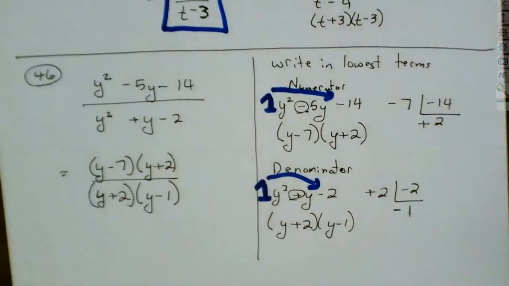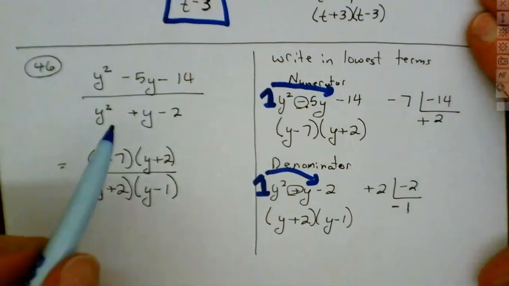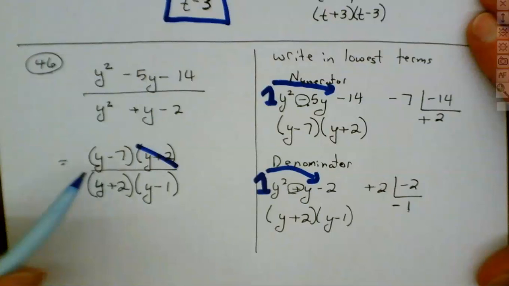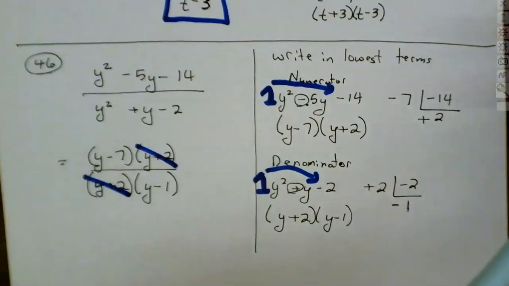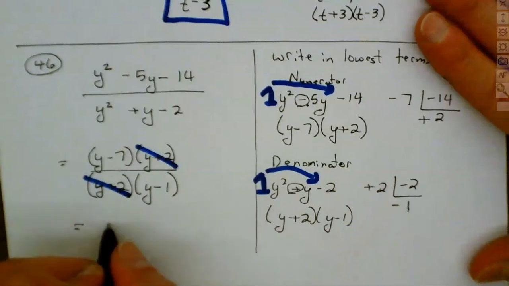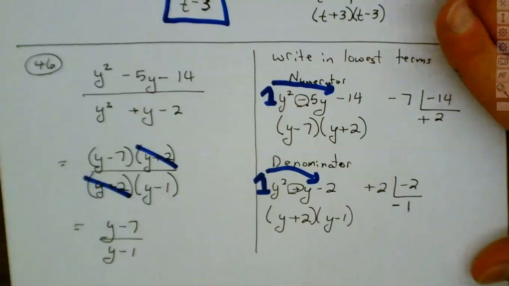So we factored. Now what can we do? Well, we factored these down, and so we know that that y plus 2 and that y plus 2, well, those can cancel. And what's left over now? Y minus 7 over y minus 1.